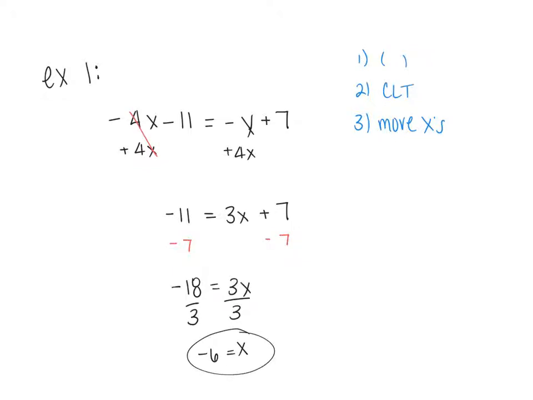Now you can check these the same way you checked them before. Take negative 6, plug it in for x, put the left side in your calculator, put the right side in your calculator, make sure those two numbers are equal.